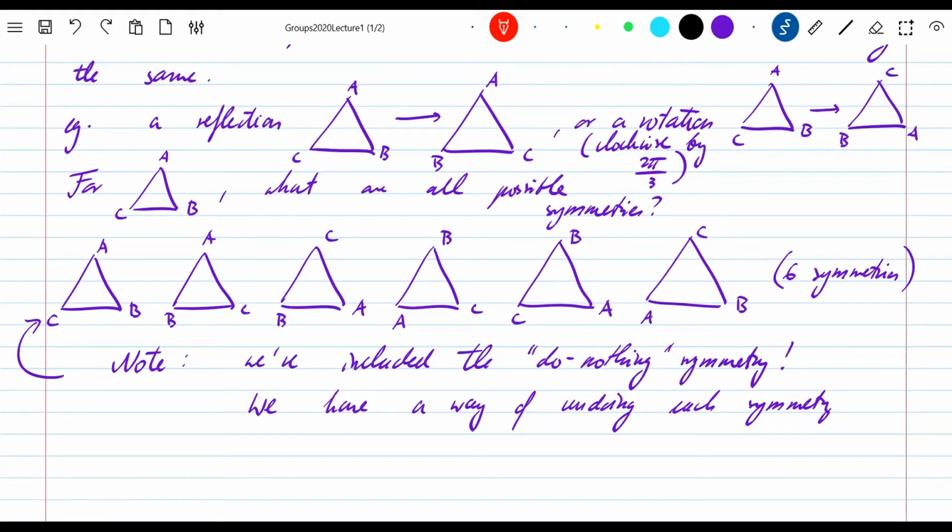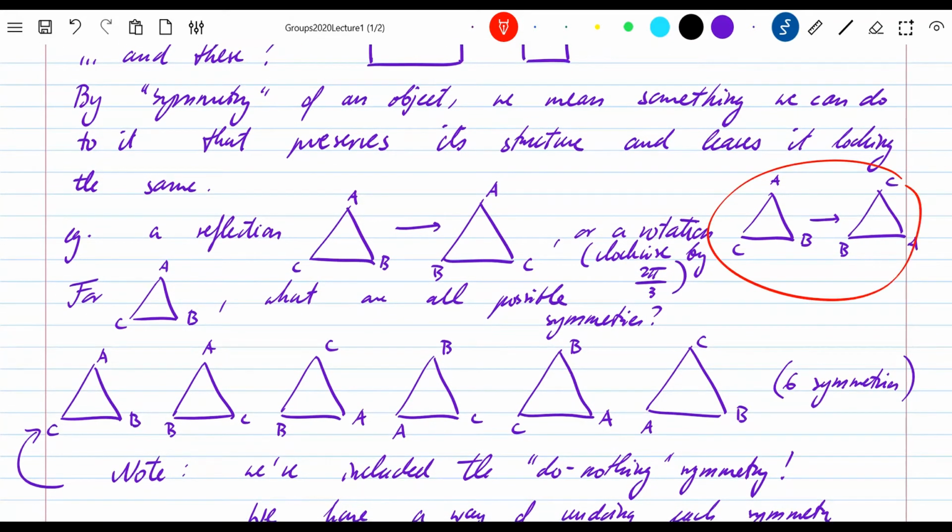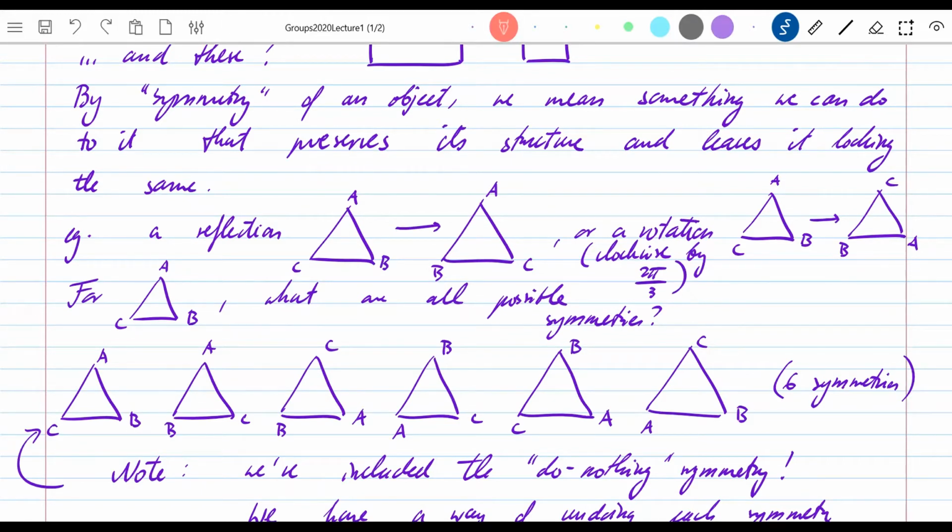And for our rotation here, what we can do is simply do a rotation anti-clockwise by 2 pi over 3. That's also a valid symmetry of our equilateral triangle, and this symmetry will reverse or undo the rotation that we've already done.